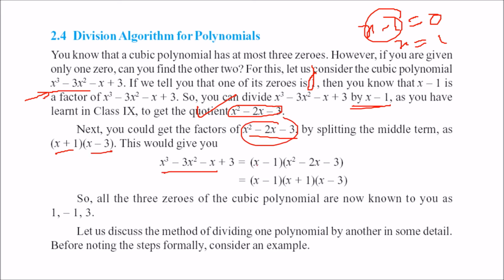So the zeros will be something like this. x minus 1, I have already told you that this is the solution. x plus 1 and x minus 3 you found out from here. So these are the three zeros of the cubic polynomial: 1, minus 1 and 3. Now this has come when I told you.